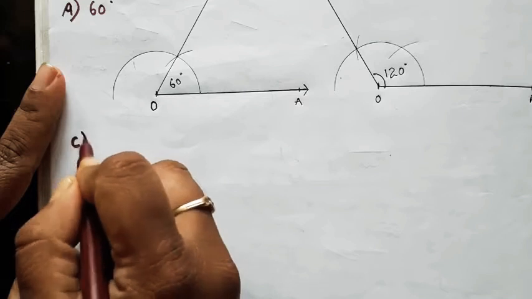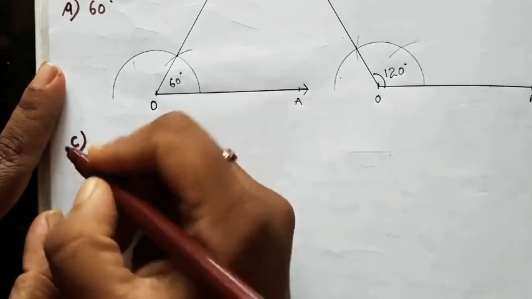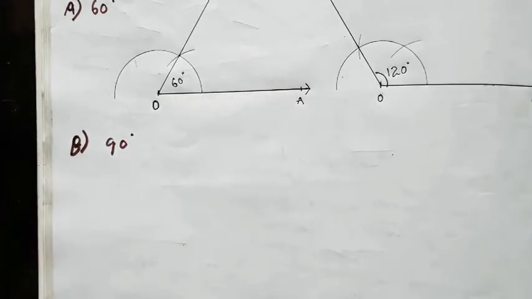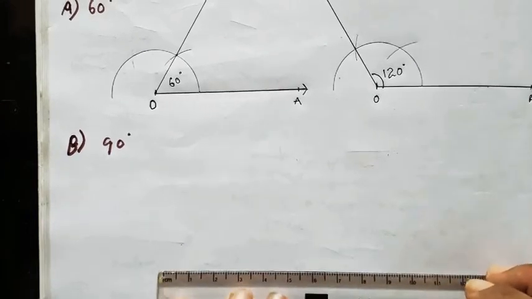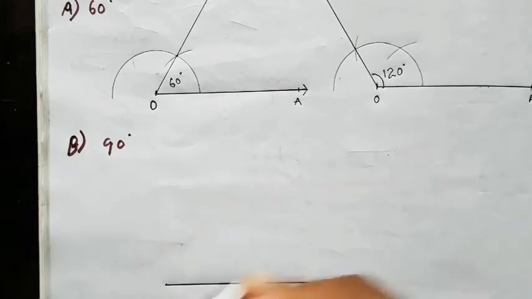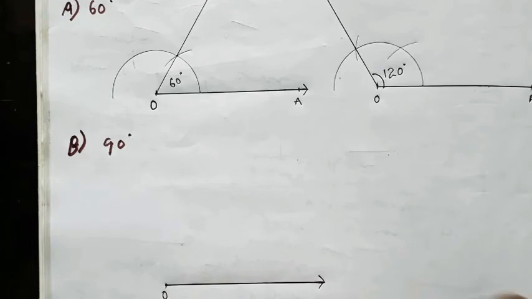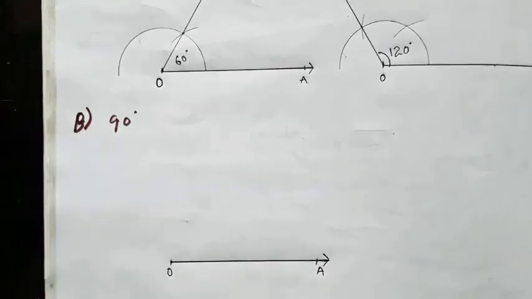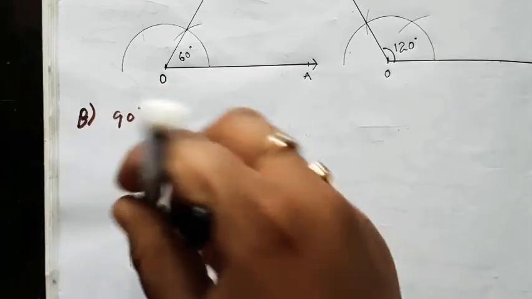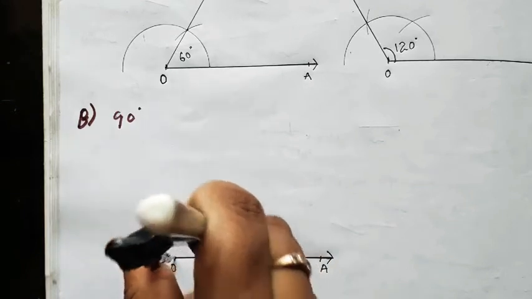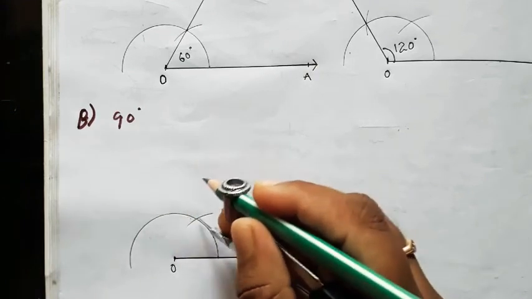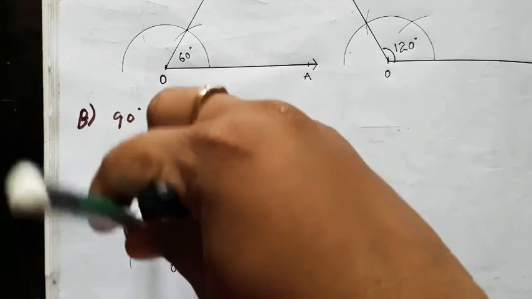So we are drawing 90 degrees. Let's have a look. Again, the first step is to make a base line, or you can extend it to some extent to make it a ray. Mark any point. With this reference, again make one semicircle. With this point, mark one arc. From this point, mark another arc.